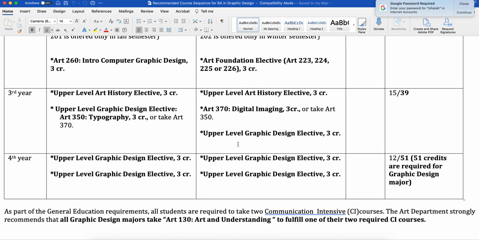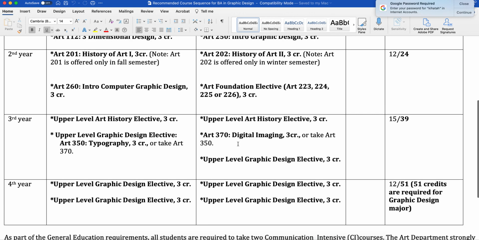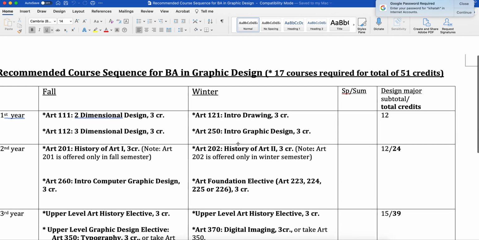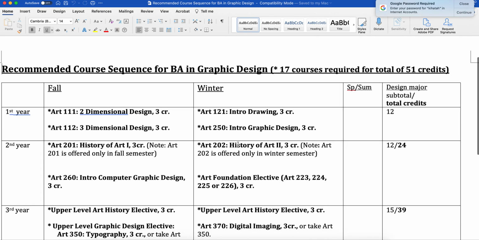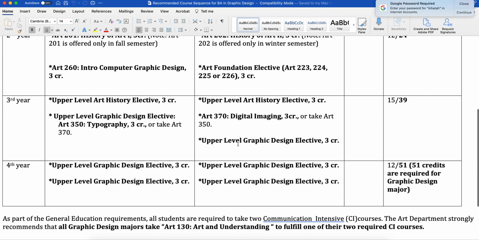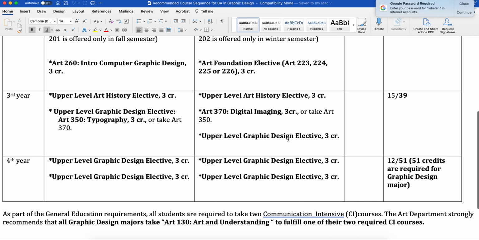So again, there are 17 courses required for the BA in graphic design, not BFA. And the upper level graphic design courses here, 1 2 3 4 5 6. In this situation, 1 2 3 4 5 6 upper level graphic design plus 350 is required. And this tells you you can take 350 here or 370 here.